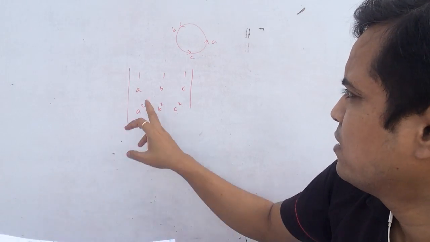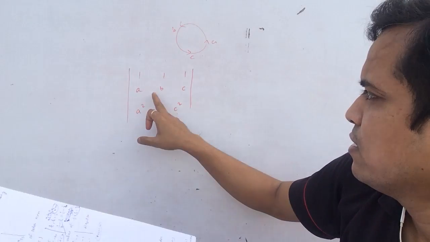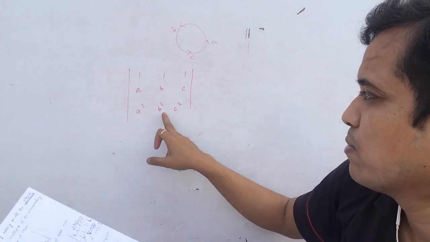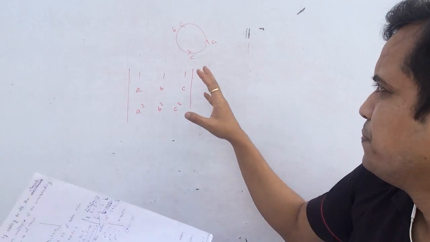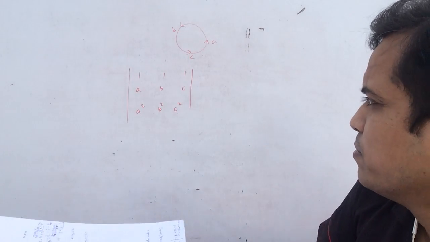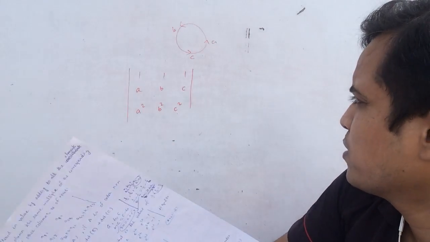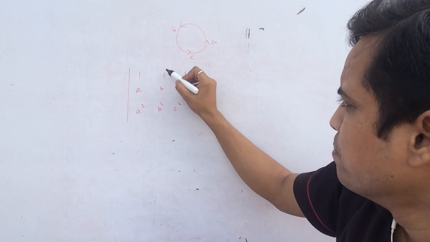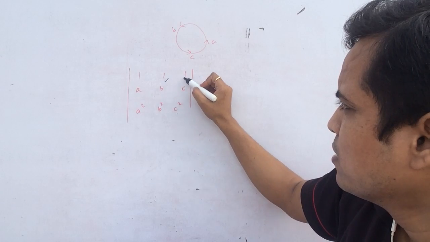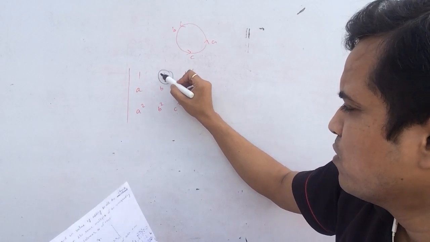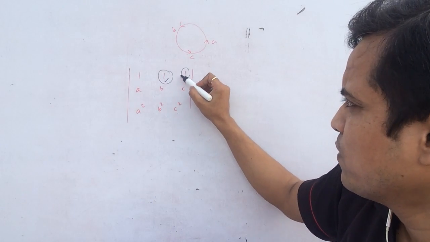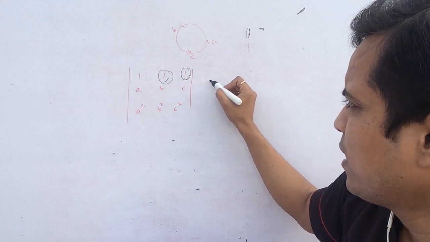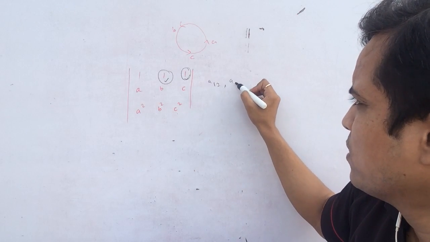So here you see 1 1 1 in the first row, A B C in the second row, A square, B square, C square in the third row. So how would you solve this question? In order to solve this, we first need to make two elements 0, that means the elements A12 and A13.